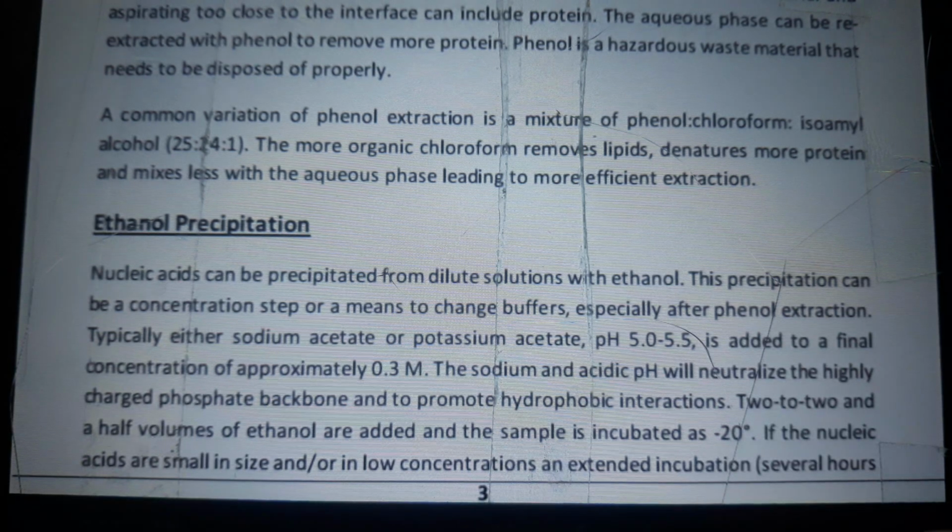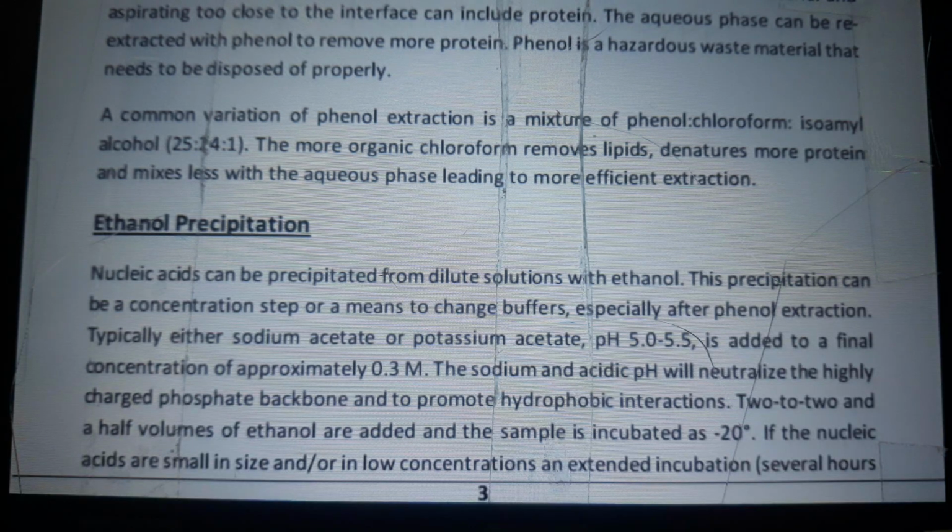Ethanol precipitation. Nucleic acids can be precipitated from dilute solutions with ethanol. This precipitation can be a concentration step or a means to change buffers, especially after phenol extraction. Typically, either sodium acetate or potassium acetate, pH 5 to 5.5, is added to a final concentration of approximately 0.3 M.